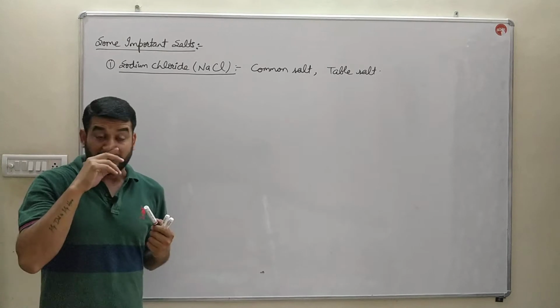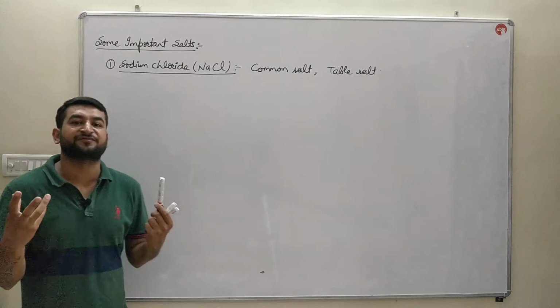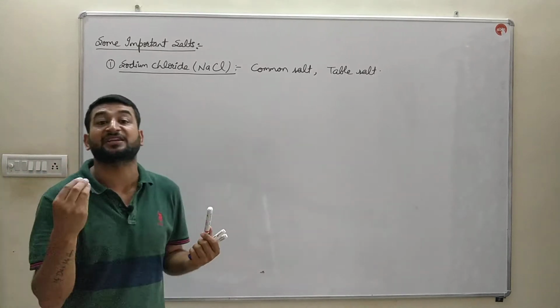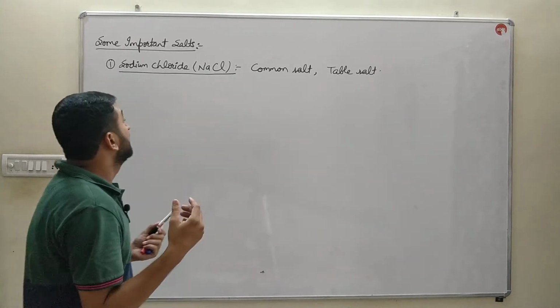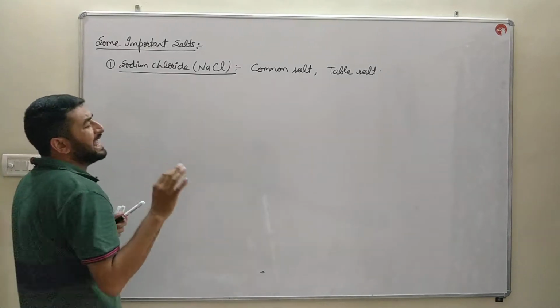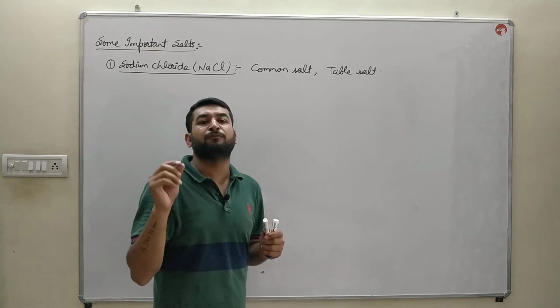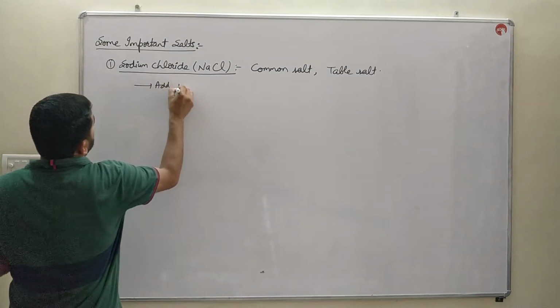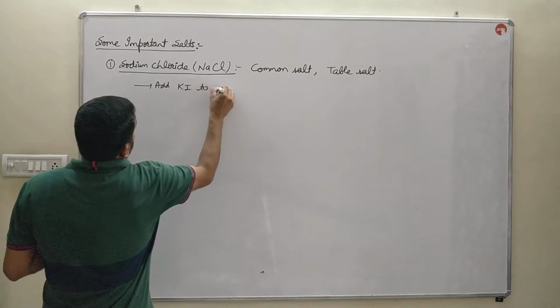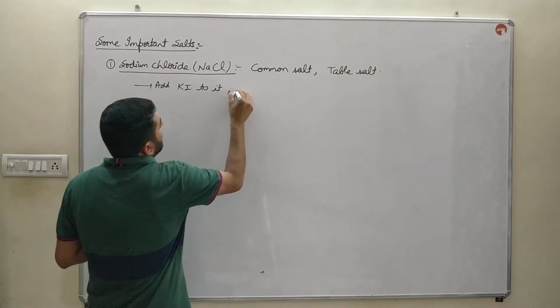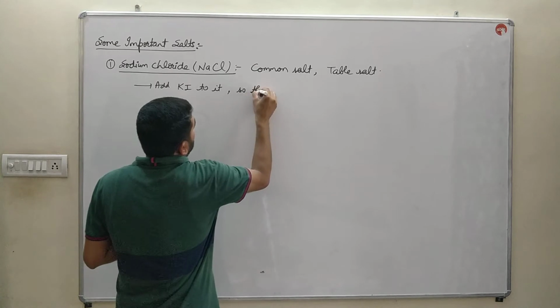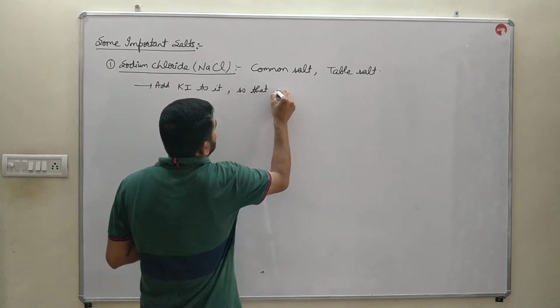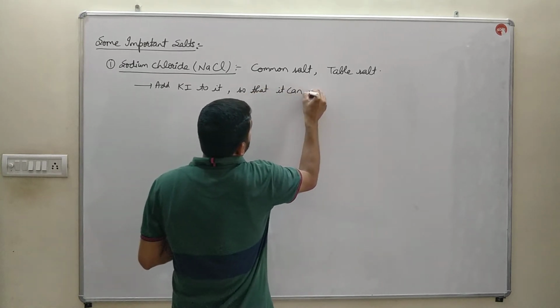This salt is usually used for the palatability of the food. Palatability means taste. Usually we add small amount of potassium iodide, KI, to it, so that this salt can be referred as iodized salt.